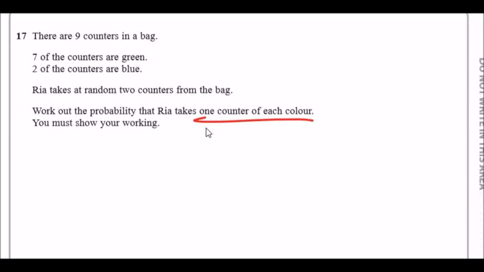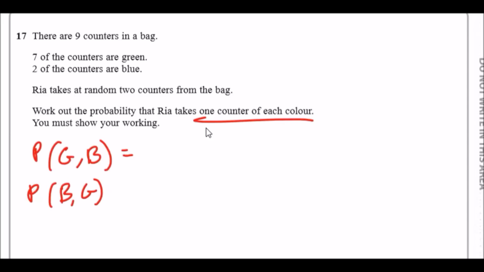So if one of each color means she could have taken the green first then a blue, or she could have taken a blue first then a green. And you just find the probabilities of both. So the probability of taking the green counter first, well, it's 7 out of 9. Now because she's taken 1, she's got 8 left. And taking the blue, well, there's 2. Likewise, if you take a blue first, it's 2 over 9. You've got 8 left. And taking a green, you've got 7 at the moment.